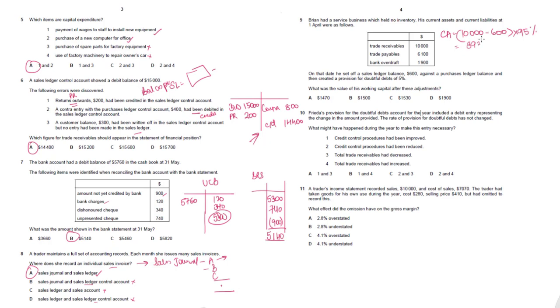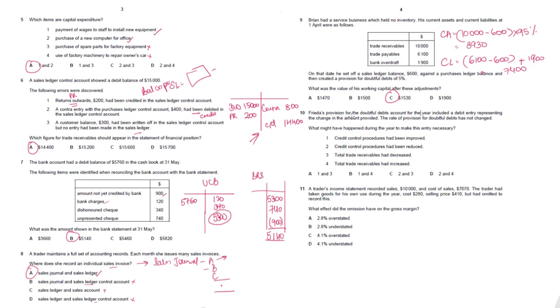8930. And current liabilities will be trade payables 6,100, but from this we'll have to set off 600, plus bank overdraft of 1900. So 6,100 minus 600 plus 1900, 7,400. So the working capital will be 8930 minus 7400, option C.